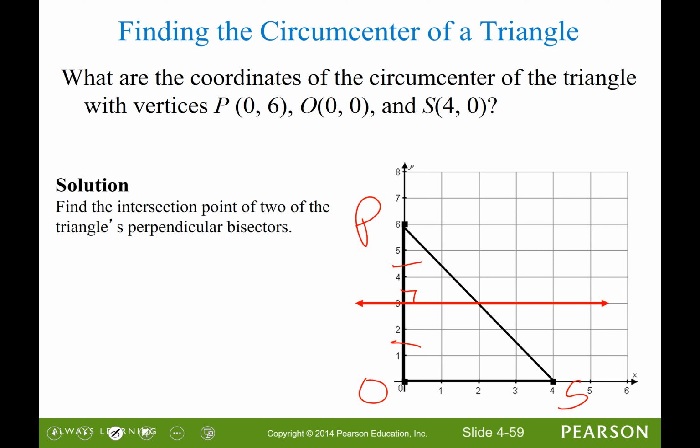Now let's do the bottom one, segment OS. That is 4 units long, so if you cut it at 2, then this side is congruent to this side, and this vertical line would cut that horizontal line in half, and they're perpendicular to each other. So we're really done. We have found the circumcenter of the triangle. It's right here. It's at, looks like, 2, 3.